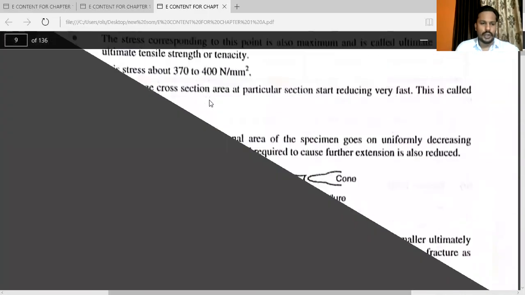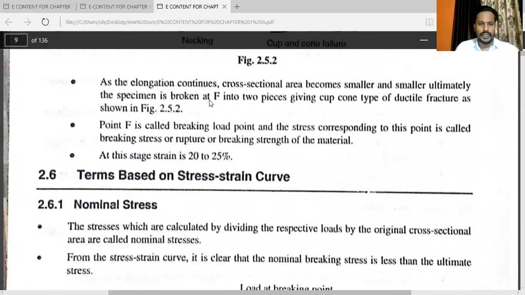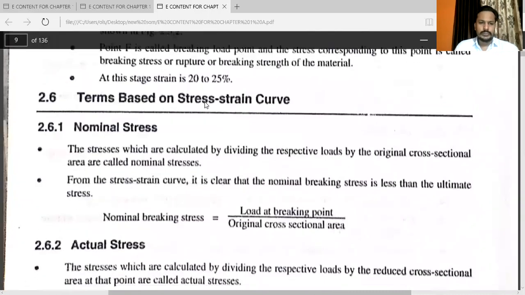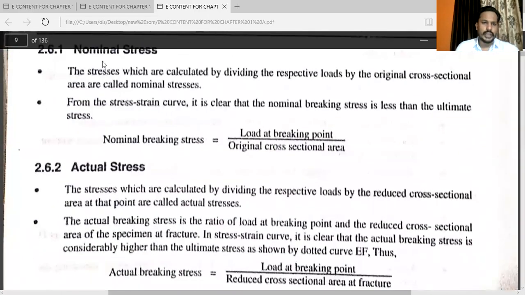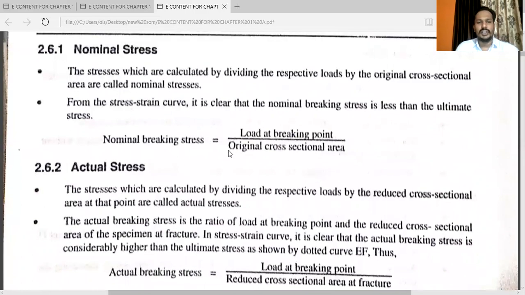Each and every point is given A, B, C, D, E, and F. By using this diagram, a few important points, that is nominal stress. Nominal stress is nothing but the stress which are calculated by dividing respective loads by original cross-sectional area are called as nominal stresses.